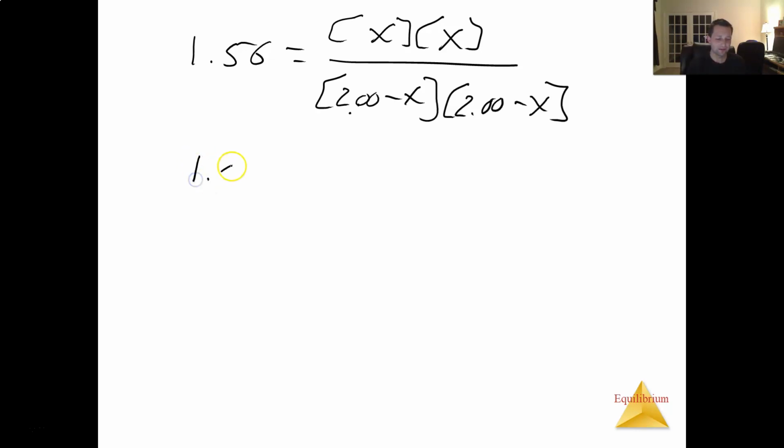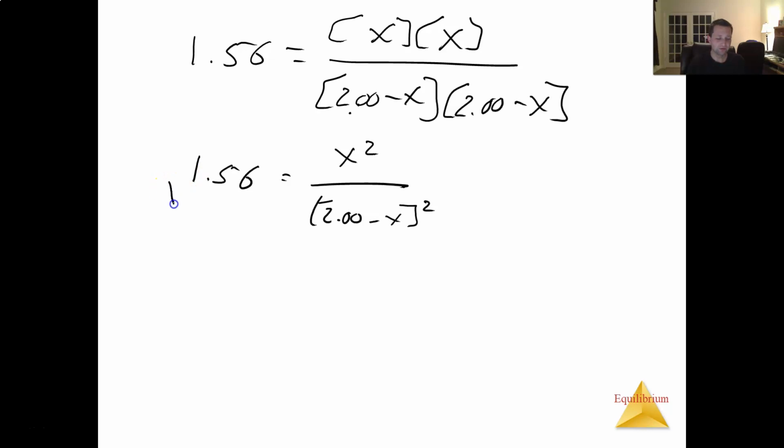So you have 1.56 equals, the numerator, x times x, is x squared, right? Well, look at your denominator. It's 2.00 minus x times 2.00 minus x. What you can do is just write it as 2.00 minus x, that quantity squared. This is super sloppy, I'm so sorry. You get the idea. 2.00 minus x, that quantity squared, okay?